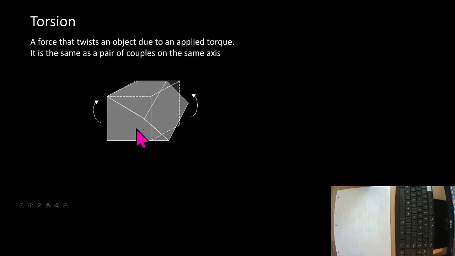Torsion looks similar to a combination of shear and moment. Look at that, we've got those same rotational arrows shown as couples.